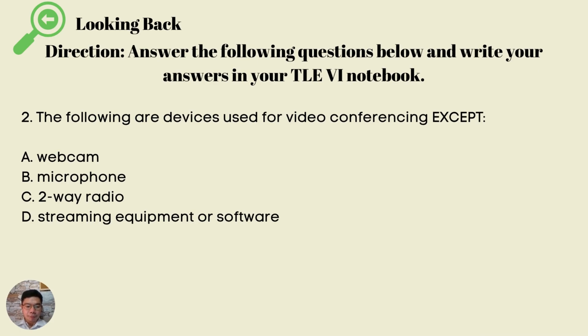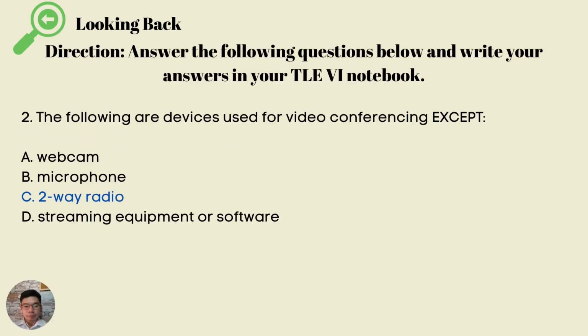Now, number 2, the following are devices used for video conferencing except: A. Webcam, B. Microphone, C. Two-way radio, D. Streaming equipment or software. Write down your answer. And the correct answer for this question is letter C, two-way radio.